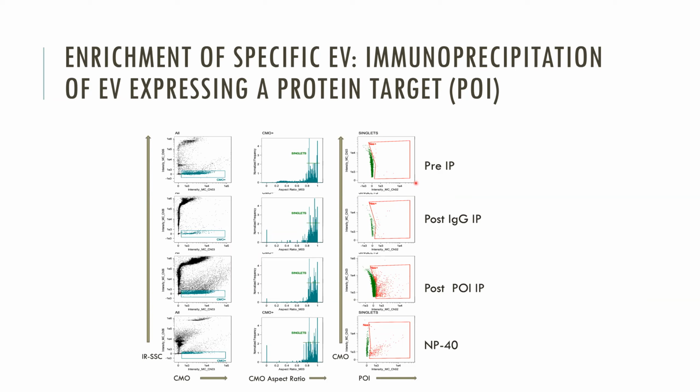You can see that in this case, when we do a control IP, we get many fewer cell mask positive EV particles. When he did the IP using his particular protein of interest, he was able to get a lot of particles to come down with that, and they expressed that protein of interest. With the NP40, the vast majority of these go away. So that's a pretty significant enrichment, from about 0.2% up to probably 3 or 4%.